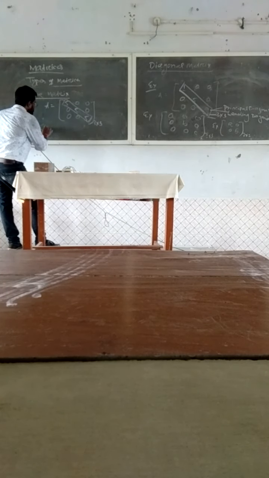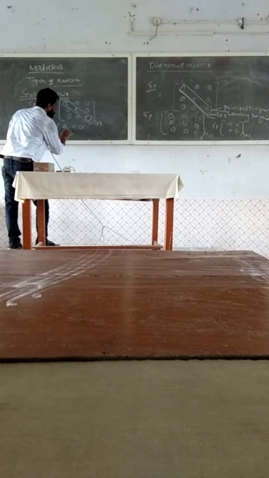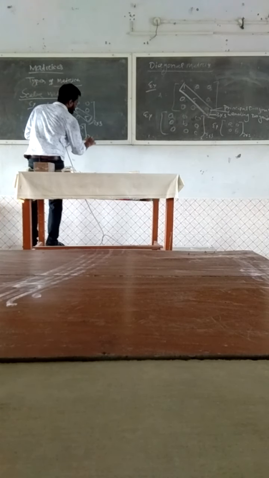Similarly, another example: A 0 0, 0 A 0, 0 0 A. This is also an example of a scalar matrix of order 3.